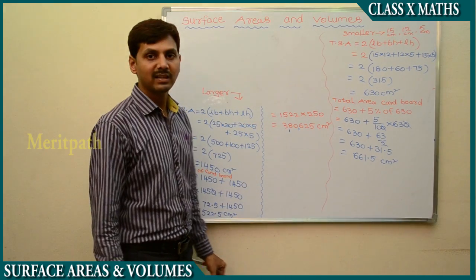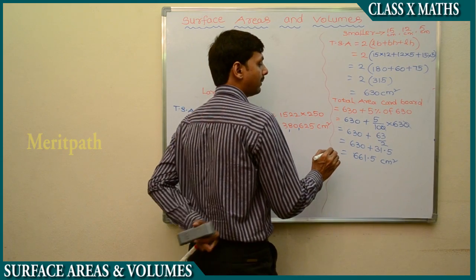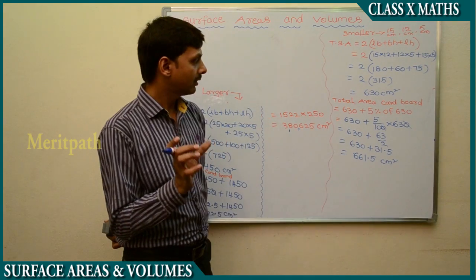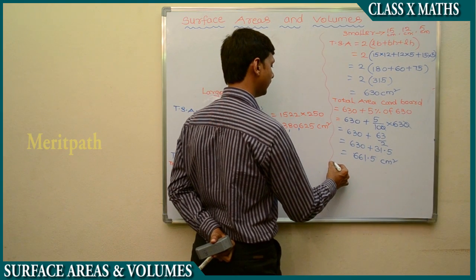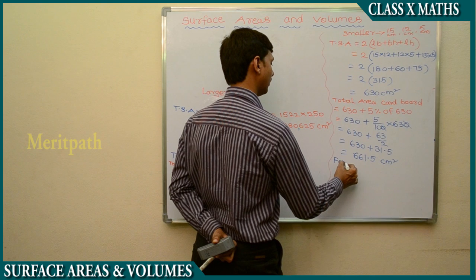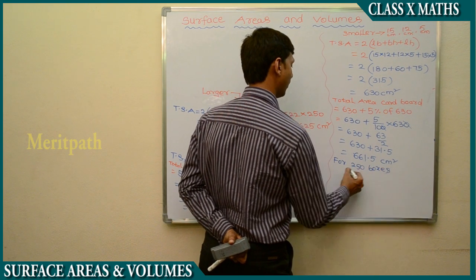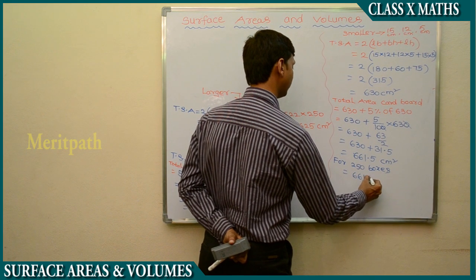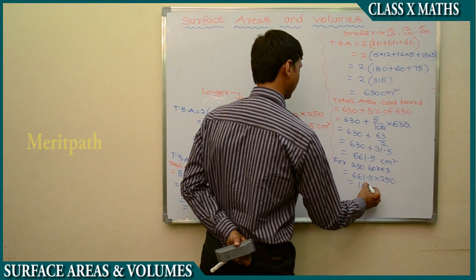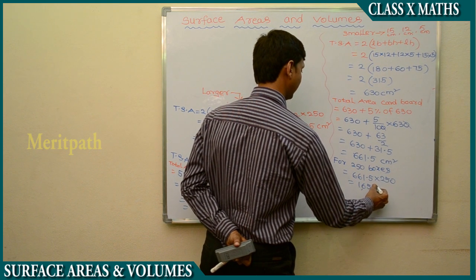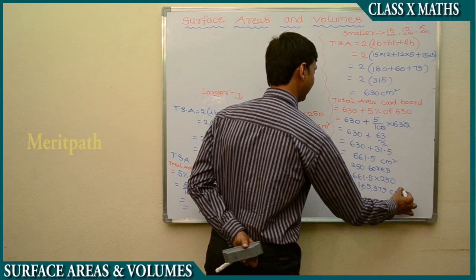So 661.5 centimeters square we got, but this is for one box. We need it for 250 boxes. So for 250 boxes, we need to multiply 661.5 into 250. We get 1,65,375 centimeters square.